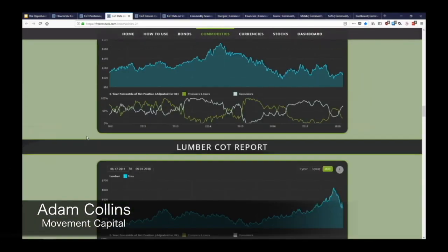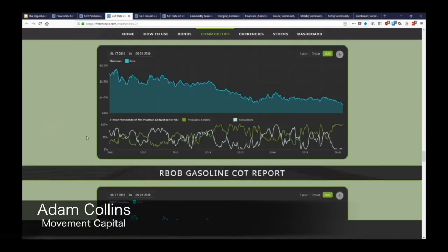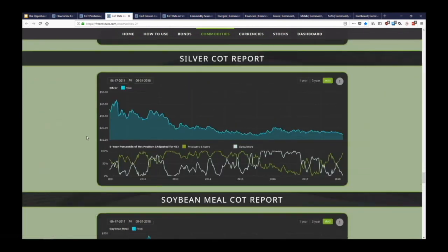So this is a commodities page, scrolling down to the silver charts right here. All right, so in fact, it's doubly extreme. We've got speculators that have a 5-year percentile of 0%. On the flip side, we've got producers and users who have a 5-year percentile of, it's not quite 100%, but it looks like it's north of 90. What that means in that category is typically called commercials.